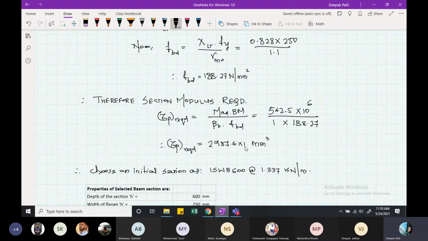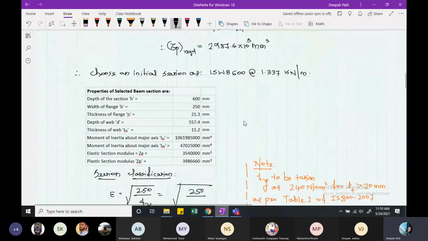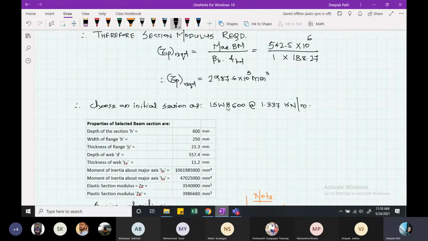Into 10 raised to 3. Okay, 2987.6 into 10 raised to 3 cube will be my plastic section modulus, which is required. Now, when I go for steel tables, I will be able to find out a section which is ISWB 600 at the rate 1.337 kilonewton per meter. That is the weight.